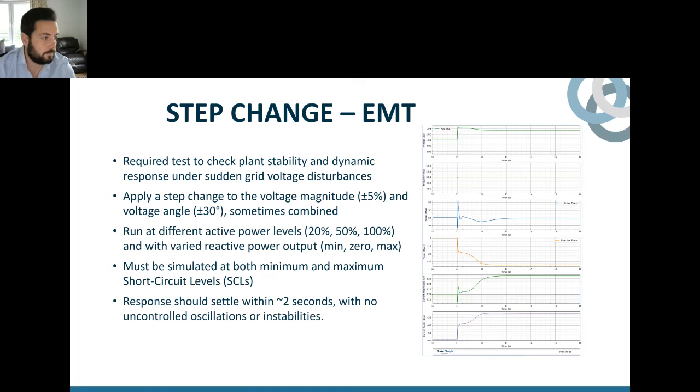So pretty much overall, this result demonstrates a stable and well-damped response to the step test with no sustained oscillations. This is the kind of behavior we want to see in compliance studies, as it shows that the control system is robust against sudden grid voltage changes. And as you can see in these bullet points here, we are looking at a response that settles in 2 seconds with no uncontrolled oscillations or instabilities. And this is what we are seeing in this plot.